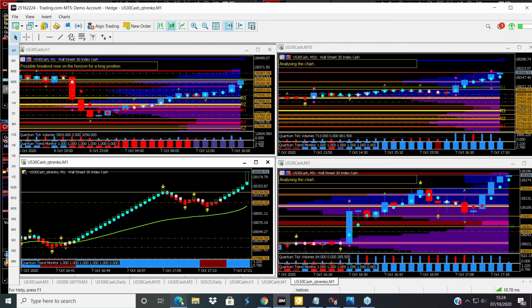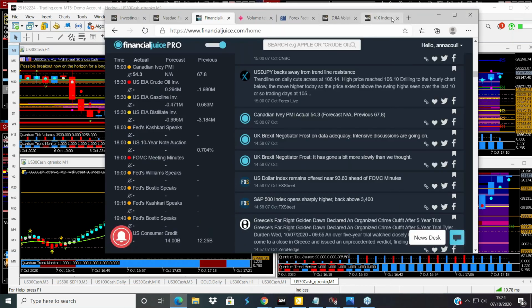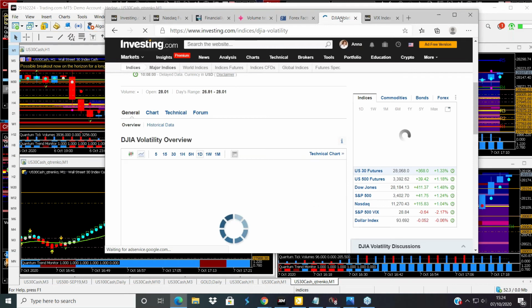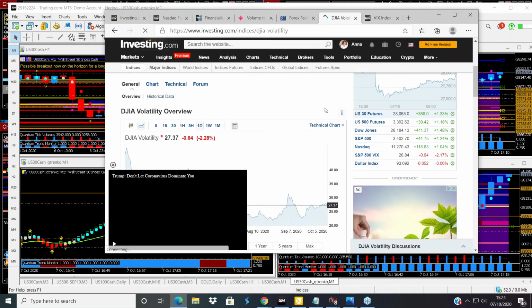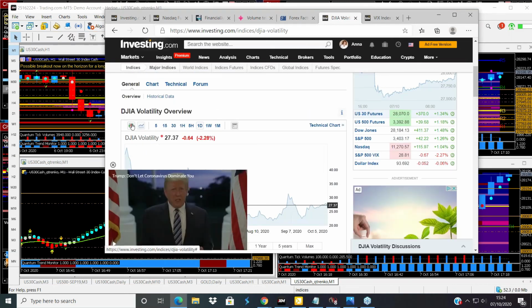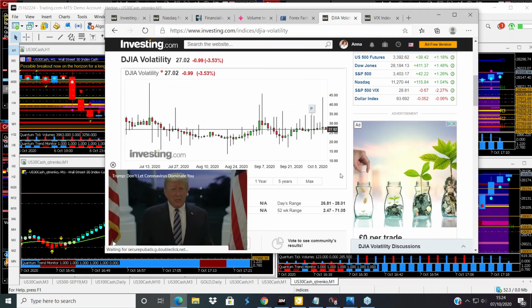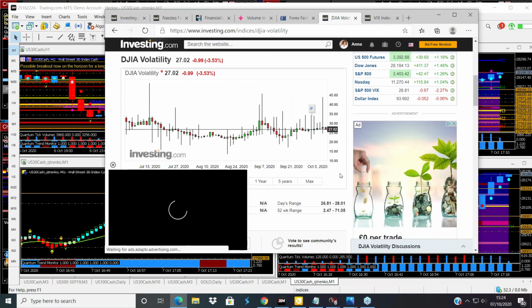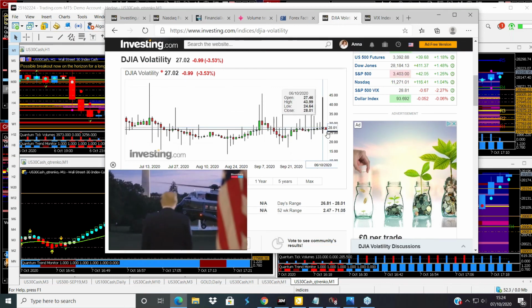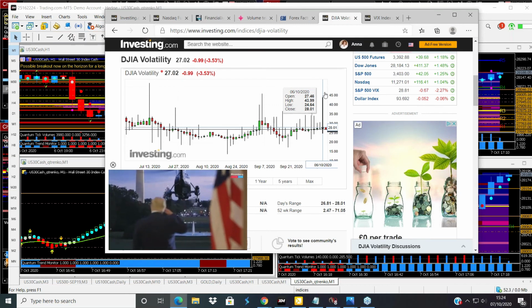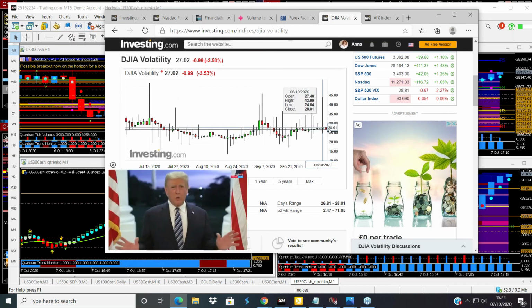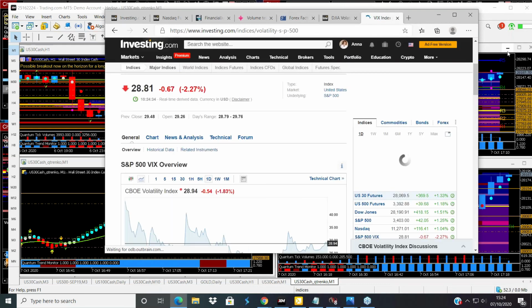What I've also done here is the Dow, the YM, the Dow, it has its own volatility index that you can watch as well. It's not quite as attractive to look at as the VIX, the S&P one. But so this was the spike higher, obviously yesterday, and we're back down to the 28. But if you want to follow volatility, excuse me.